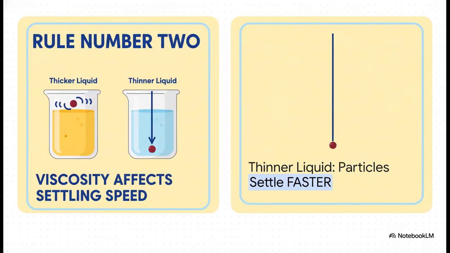All right, rule number 2 is all about the liquid itself. Its viscosity, or its thickness. In a thicker liquid, particles settle way slower, but in a thinner liquid, they settle much faster. Think about trying to drop that same pebble into a jar of thick honey versus a glass of water. It's going to slowly drift down through the honey, but it'll zip right to the bottom of the water glass.